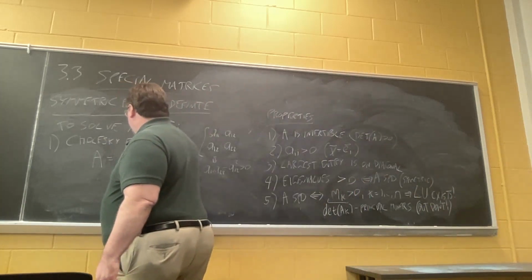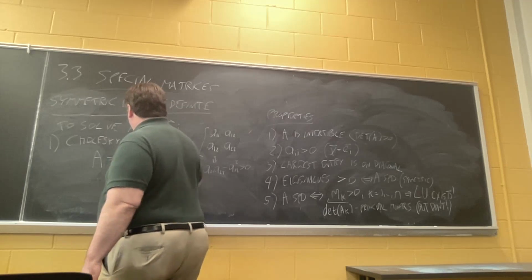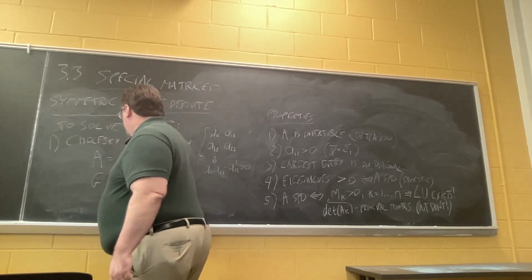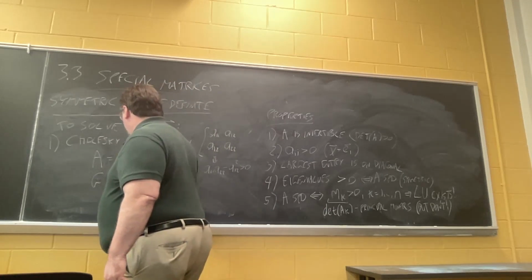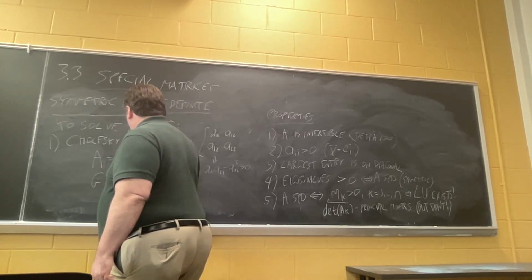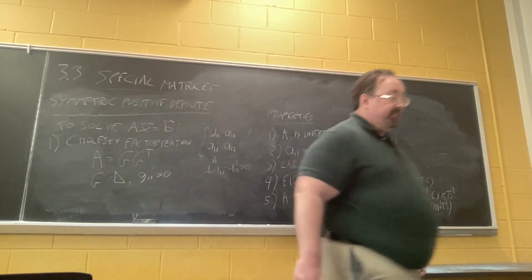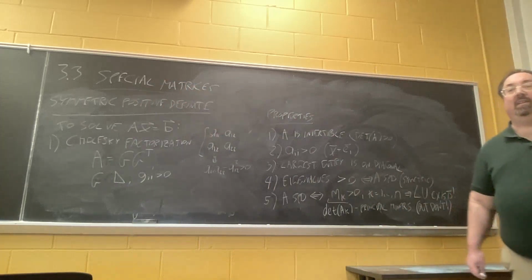So A is equal to G times G transpose, and G is lower triangular and has positive diagonal entries.